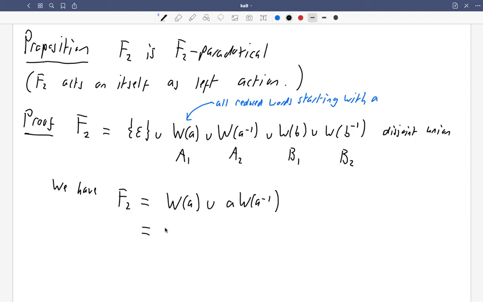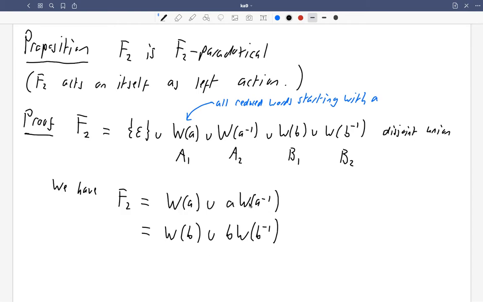And by exactly similar reasoning, it's also W(B) union B times W(B to the minus 1). So here we've got the set of all words beginning with A to the minus 1, and this is now all words we get by pre-multiplying each of those words by A. That always cancels off the A to the minus 1 at the start, and we get the rest of the word, so to speak.